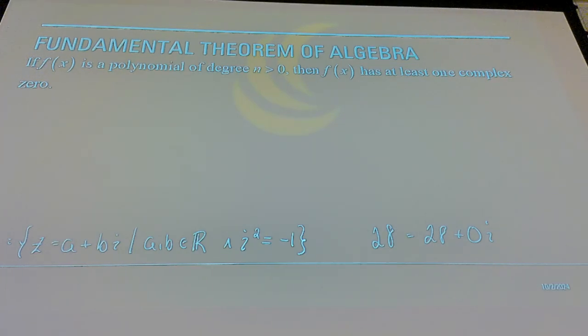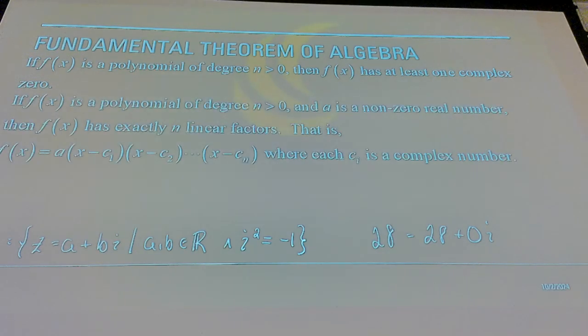Which means that the fundamental theorem of algebra isn't saying that you're going to have at least one zero that has the imaginary component. A real number is complex. We can reword this to say that if f of x is a polynomial of degree n greater than 0, and a is a non-zero real number, then f of x has exactly n linear factors.